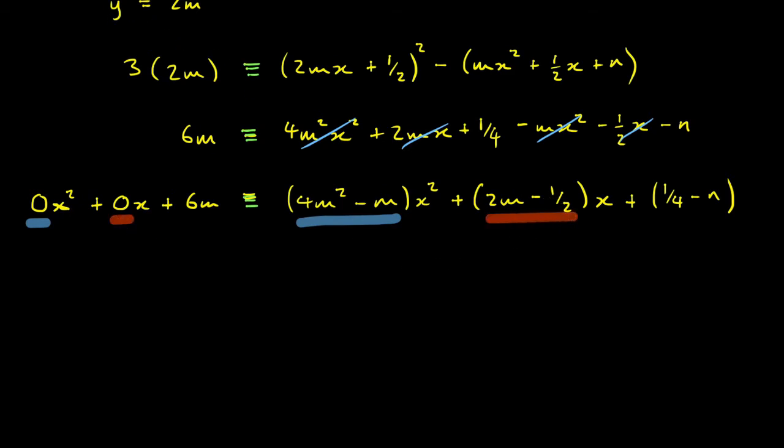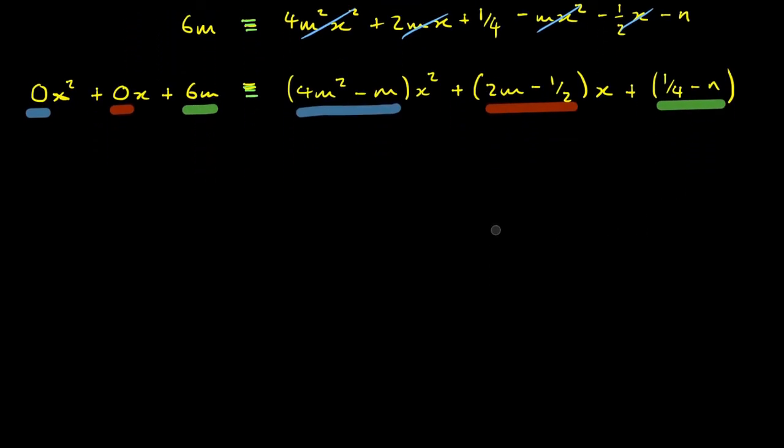And if I compare the constant term at the end, those should always be the same. Okay, so that's really the key to doing this, is basically to recognize actually it's an identity. So if I compare the x squared terms, then I'm going to get 0 is equal to 4m squared minus m.